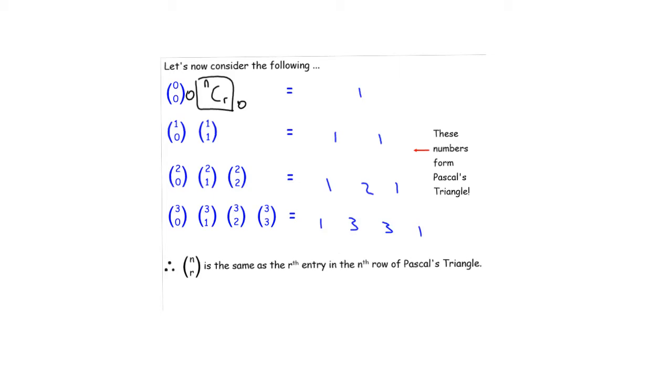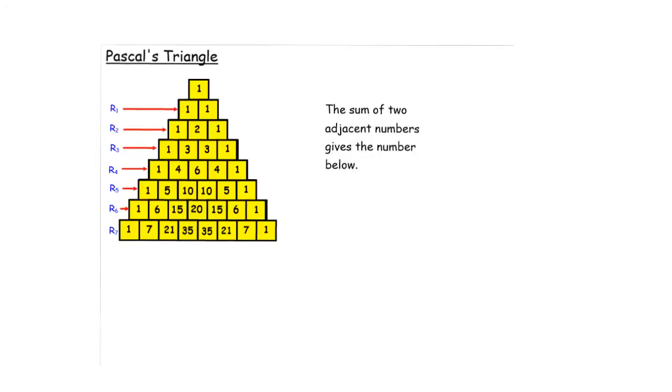So what we've discovered really is that if you do n choose r, it's the same as the rth entry in the nth row of Pascal's triangle. Okay, so this is where Pascal's triangle is coming from. This is a little bit of explanation. If we have a look at it in a bit more detail, it is written out here.